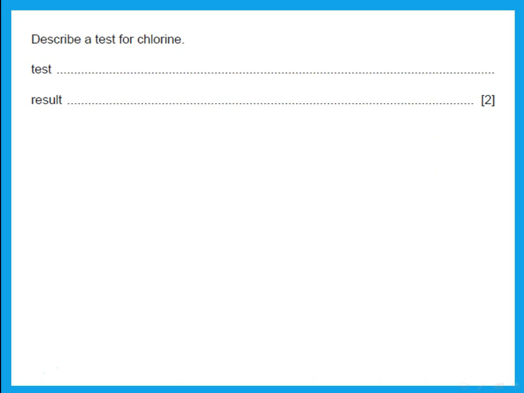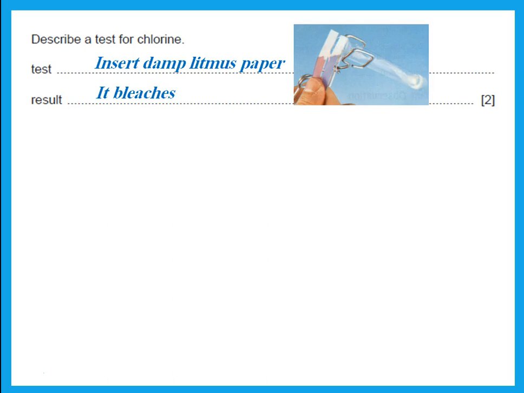Describe a test for chlorine. Again, I'm going to remind you, we have a test for chloride ions. That means something chloride, sodium chloride, potassium chloride, whatever. And a test for chlorine, which is usually chlorine gas. And it is the same test even if we dissolve the chlorine gas in water. So for chlorine, we say insert damp litmus paper. It bleaches. Bleaches means when we have the gas and we put damp litmus paper, the color of the litmus paper will be removed completely. It will become white, but we don't say it becomes white. We say it bleaches. So it's neither blue nor red. It turns white.